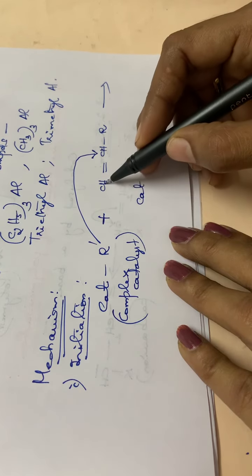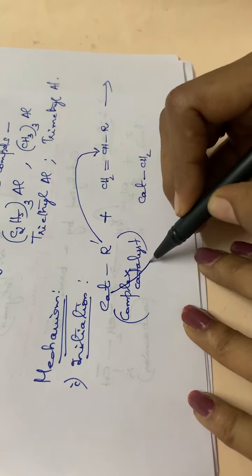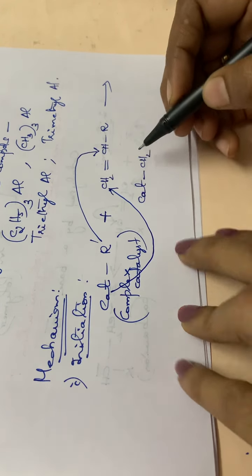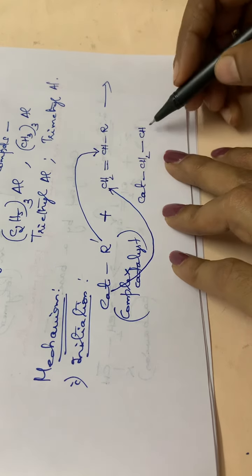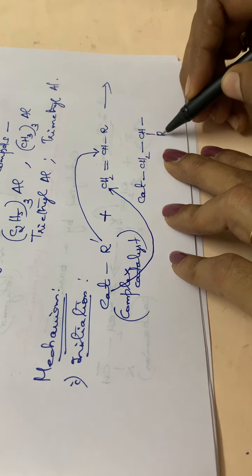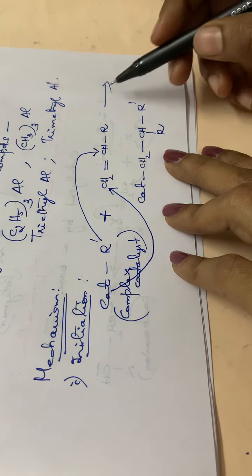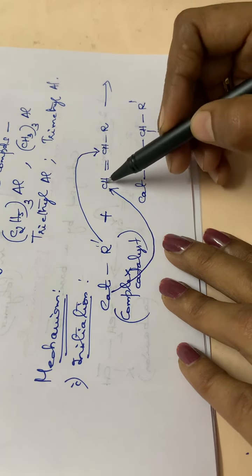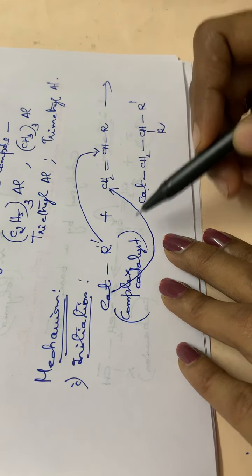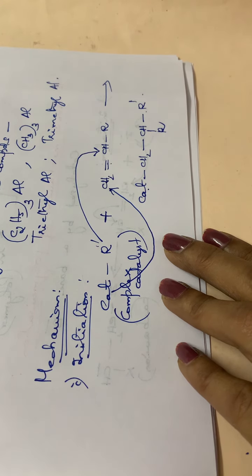So the product will be catalyst CH2, single bond CH, then R dash R. So this catalyst will be attacking this carbon, and R dash will be attacking the other carbon. So catalyst CH2, single bond CHR R dash. Okay, so this is the first step.